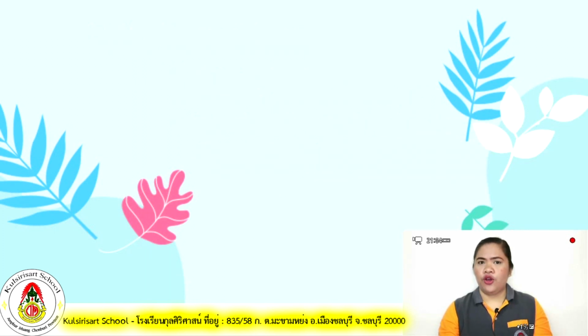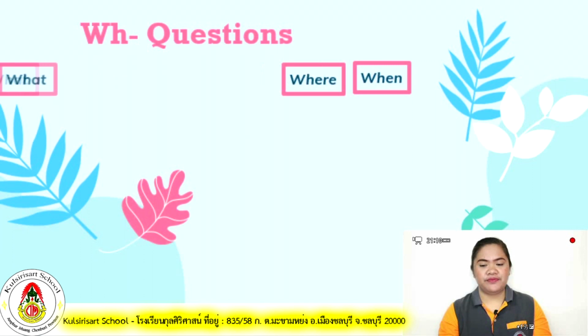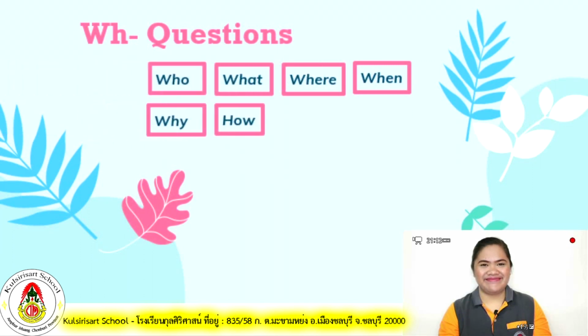Now, do you know what the WH words are? How many WH words do we have? We have 6. Very good. So we have who, what, where, when, why, and how.